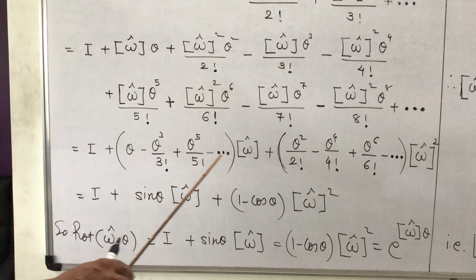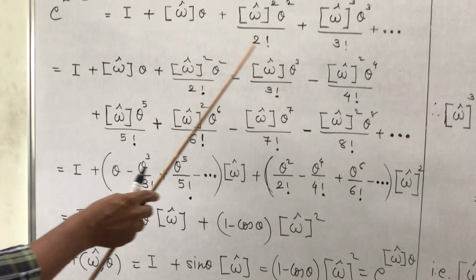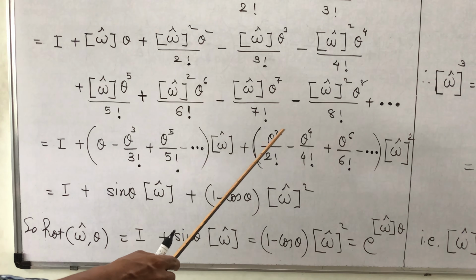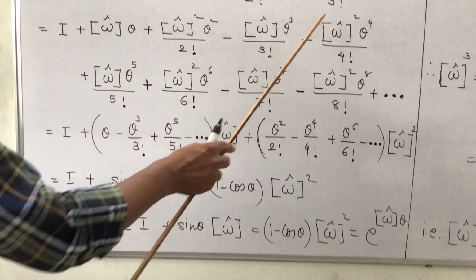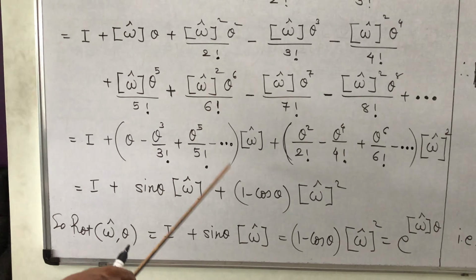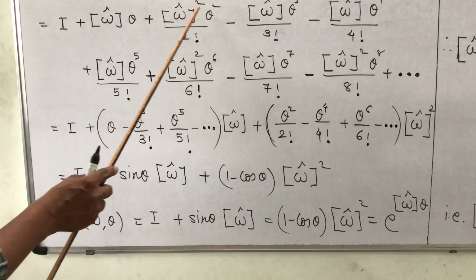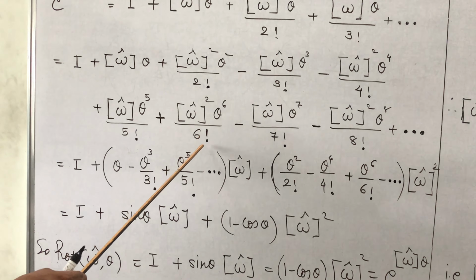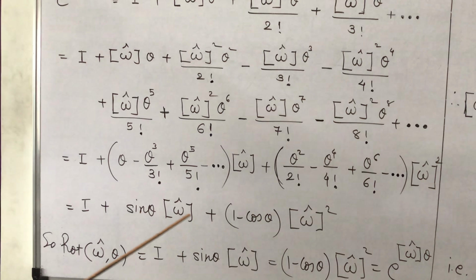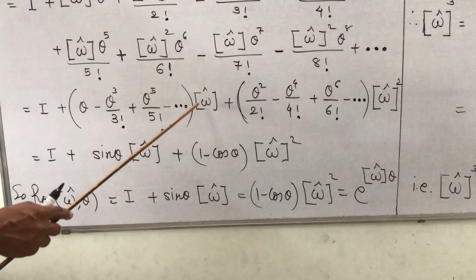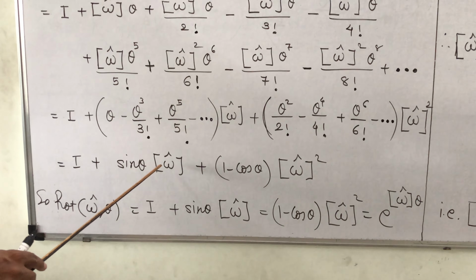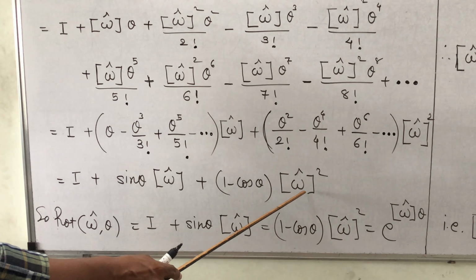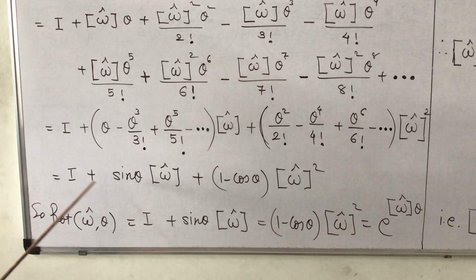So all such terms, taking common omega cap, we have theta minus theta cube by 3 factorial plus theta raised to 5 by 5 factorial minus and so on, plus omega cap square into theta square by 2 factorial minus theta raised to 4 by 4 factorial plus theta raised to 6 by 6 factorial minus and so on. But we have studied already, this is nothing but sine theta. So I plus sine theta skew symmetric omega cap. Similarly, this one is nothing but 1 minus cos theta. So omega cap square. Remember this.